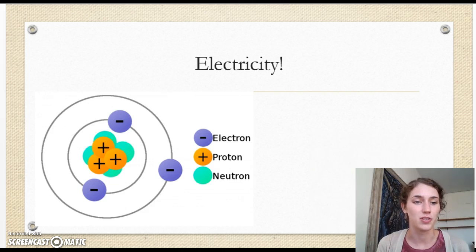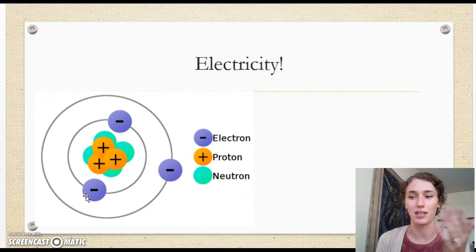And if you remember from chemistry, we can see the atom is composed of a nucleus that contains protons, which are positively charged, and neutrons, which are neutral, so no charge. And then they are surrounded by a cloud of electrons, which are negatively charged. So how do these atoms help us understand electricity?